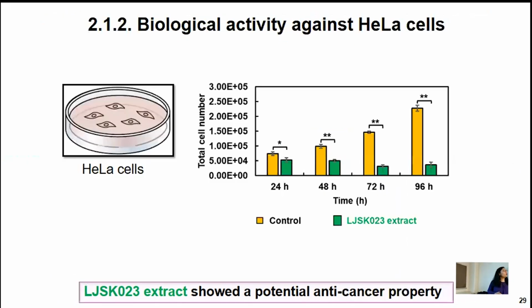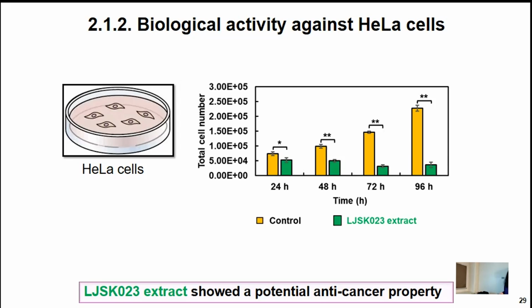Then after that, we tested the extract against HeLa cells. HeLa cells are cancerous cells. So for this one, we counted the number of HeLa cells after the treatment at different time points. Here you can see for the control, the number of cancer cells is increasing with time. As we know, cancer cells are highly proliferative, so it's increasing with time in the control.